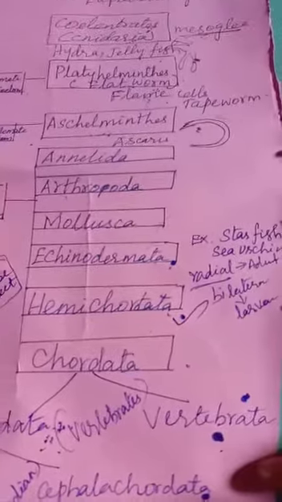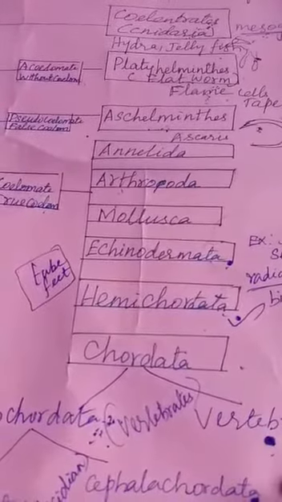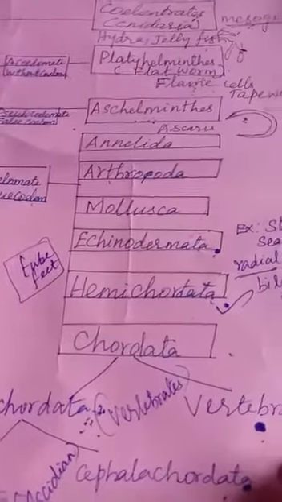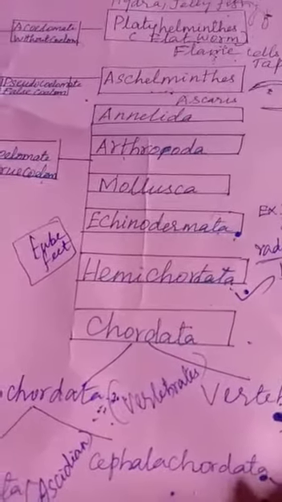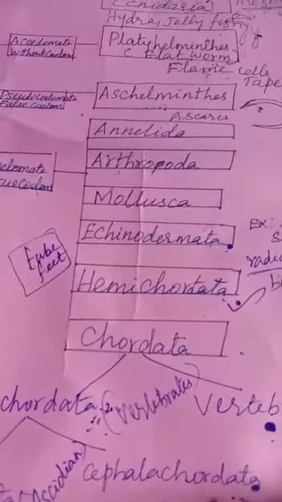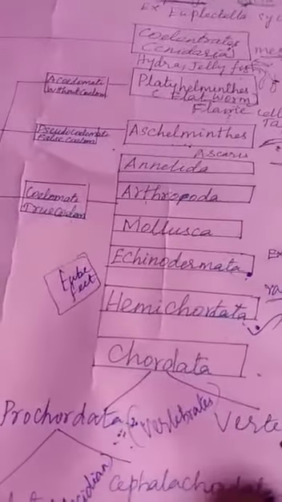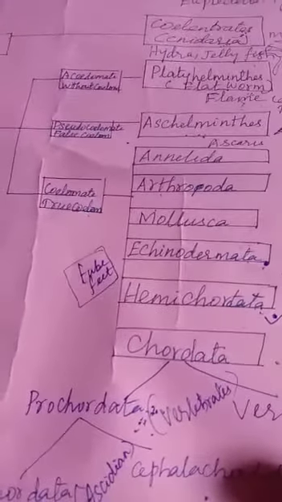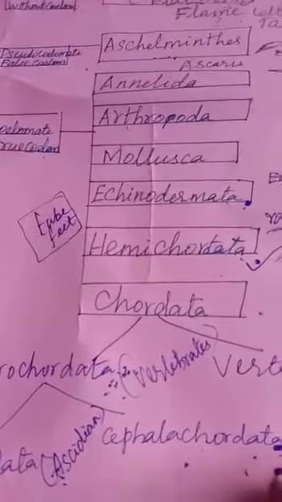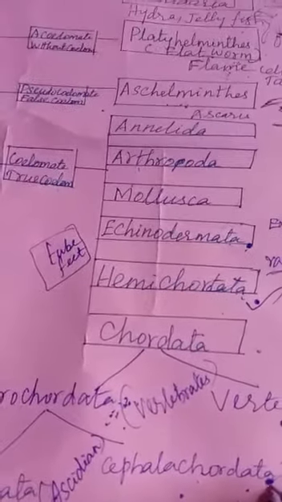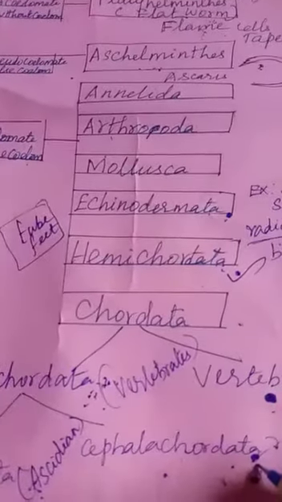Cephalochordata. These cephalochordates are small fish-like marine chordates with unpaired dorsal fins. The notochord extends throughout the entire length of the body. But in urochordates, it is present only in the tail region. In the cephalochordate, it is present throughout the entire length of the body. For example, amphioxus.